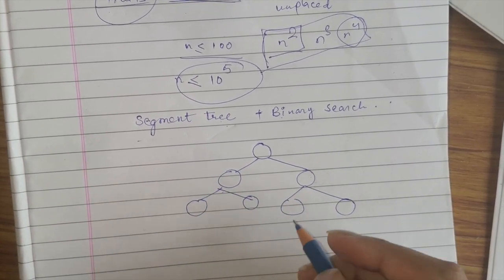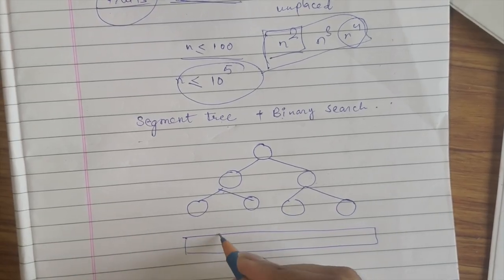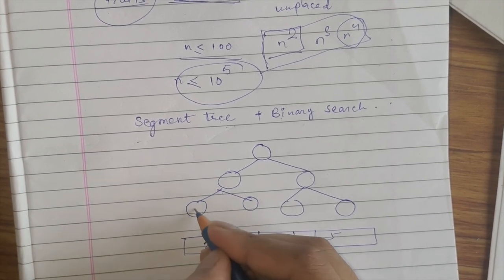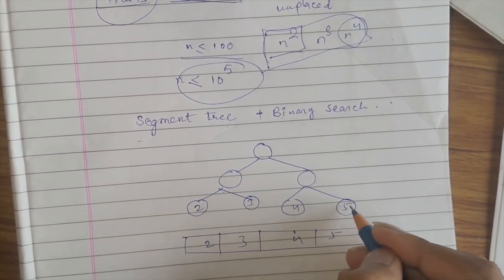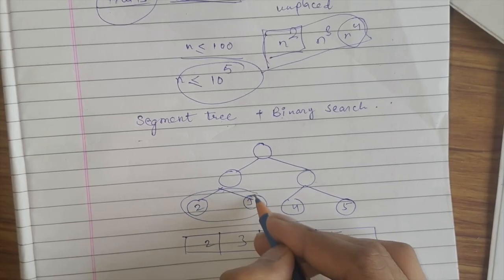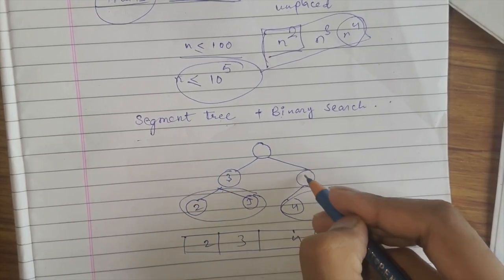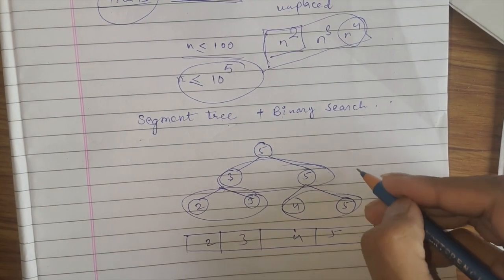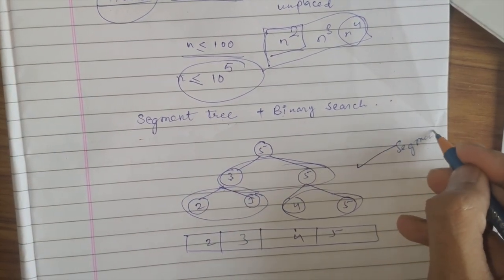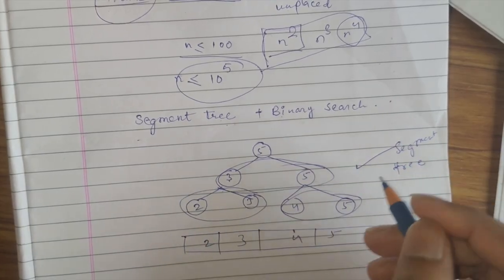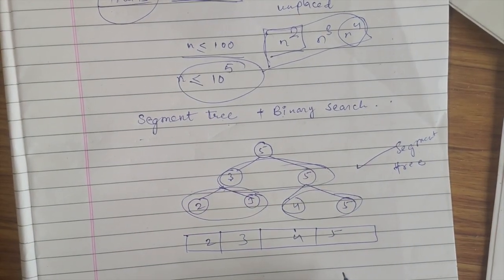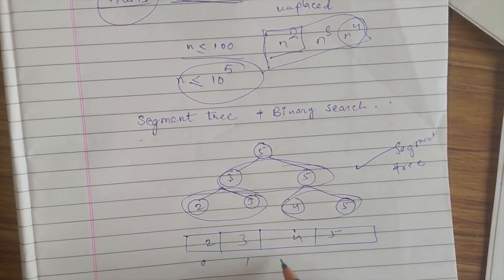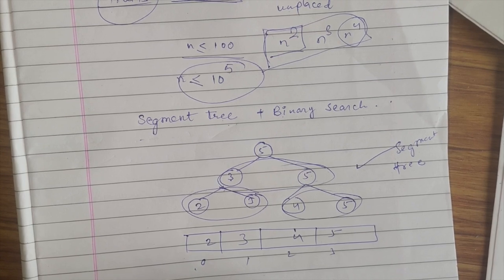If you have the basket array as 2 3 4 5, then 2 will be here, 3 here, 4 here, 5 here, and the maximum of the first pair is 3, the maximum of the second pair is 5, and the maximum of both is 5. So this is the segment tree that we have to build. Then in this, we have indices 0 1 2 3, so we have the range 0 to 3.